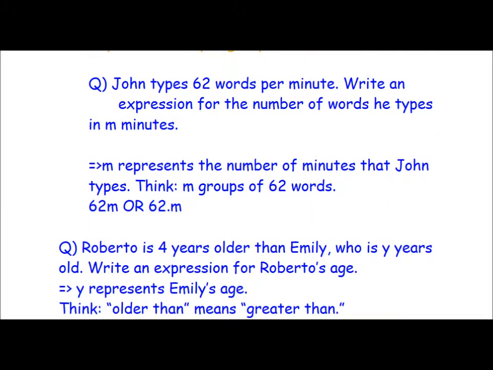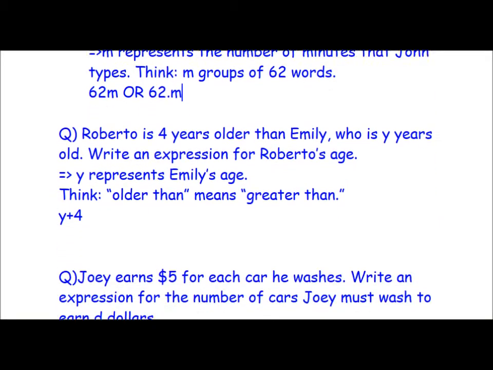Let's do some examples to understand this. John types 62 words per minute. Write an expression for the words he types in m minutes. So he types 62 words per minute, so in 1 minute he types 62 words. So in m minutes how many words will he type? You can think of it like this: groups of 62 words, or 62 times m, 62 multiplied by m, where m represents the number of minutes that John types. So this is quite easy.